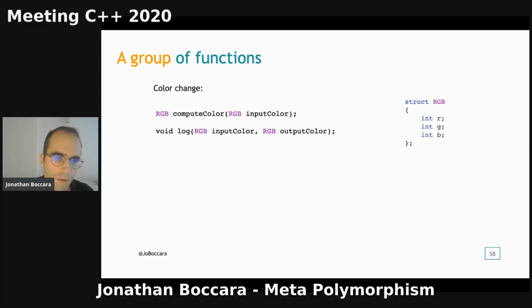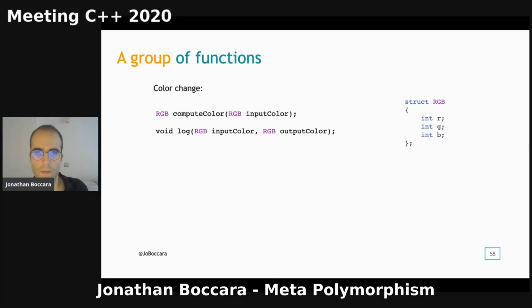So those two functions go together, right? So we could imagine having polymorphism on such groups of functions. So we have one function with its log and another function with its other log function, and those could be two possible implementations behind one interface, and that would be polymorphism. So that's what I mean by a group of functions.